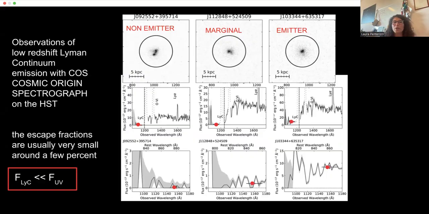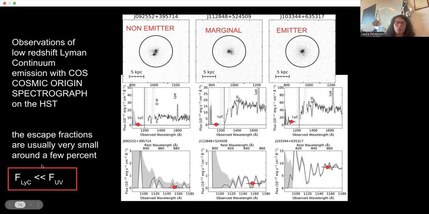It's called the low redshift Lyman continuum sample. And so here are 3 galaxies: a non-emitter, a marginal emitter, and an emitter. Okay, and so these are the thumbnails. These are all HST observations again.